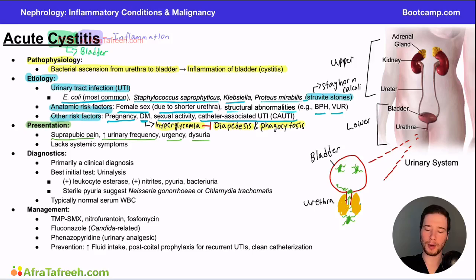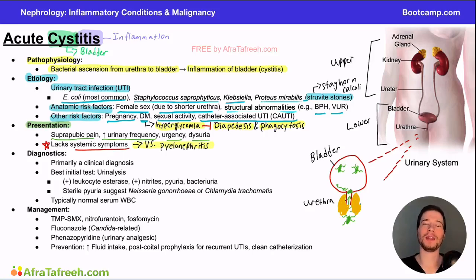Now, super key point I want you to keep in mind here is that cystitis is going to lack systemic symptoms. And what I mean by that is they're not going to be total body symptoms, right? We're not going to be dealing with fatigue. We're not going to be dealing with fever. And the reason this is so important and why I put a star by it, because this is what we contrast with pyelonephritis, which we will talk about more in our next video.